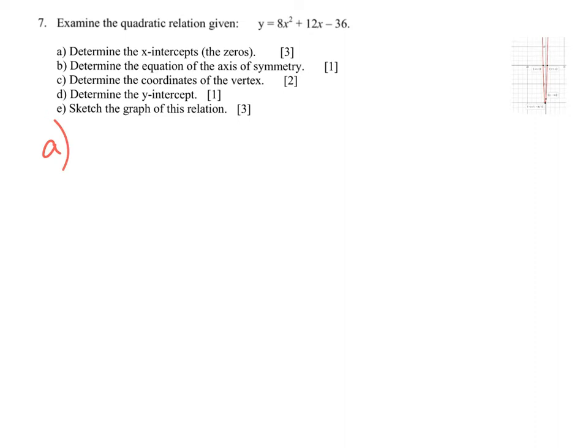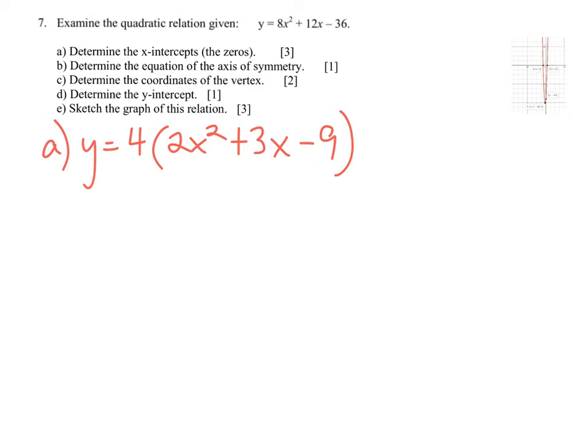So let's divide each term by a common factor of 4. So 8x squared divided by 4 is 2x squared, and positive 12x divided by 4 is 3x. And negative 36 divided by 4 is negative 9. So we notice that the standard form still has an a value not equal to 1 inside the brackets. So we'll continue with the product and sum technique.